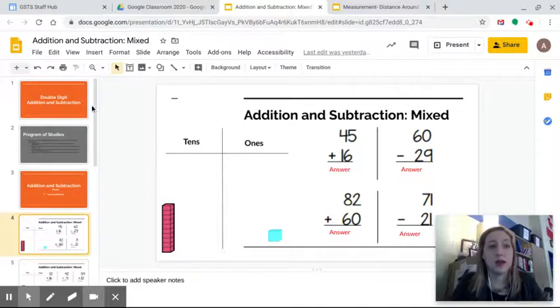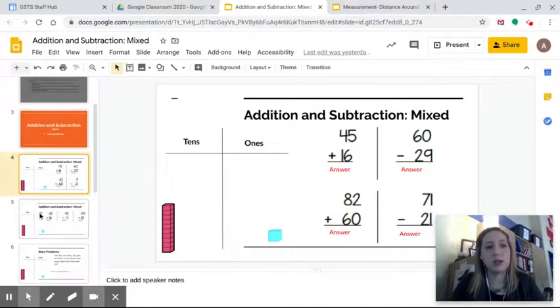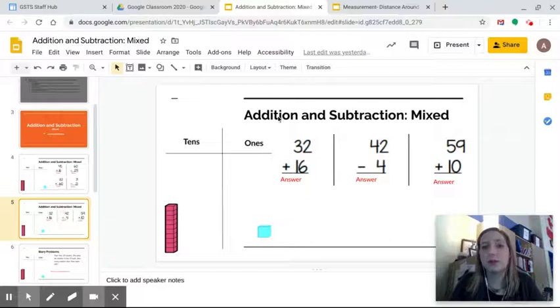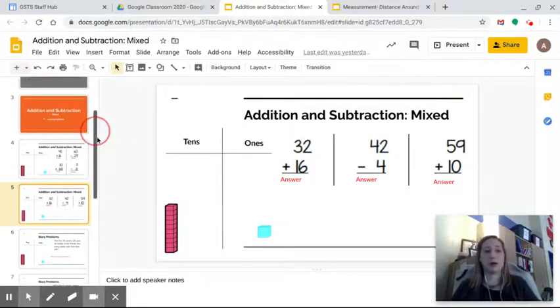So I have 4 questions on this page, and then I have 3 on this page for you. And again, you can use whatever strategy you need to solve this problem. So you can do, again, your tens and ones, you can do your mental math in your head, you can split your tens and ones, and you can do your regrouping. Up to you on how you do it. You can also use your whiteboards at home.